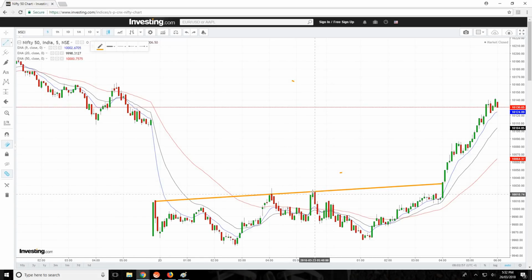Nifty took resistance here and started to move down. So yes, we missed a good short here, but that's fine. If you miss a trade, never chase into it. Always wait for another setup. Now I'm going to share one trick with you. This is sort of magic.